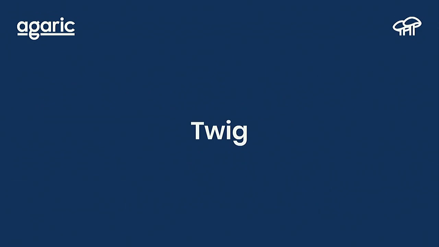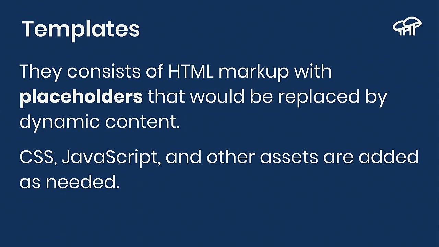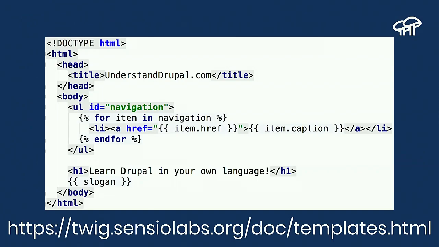So we're going to start talking about Twig. Twig, as you may know, is a PHP project, a templating engine. It comes from the Symfony ecosystem, and we adopted it for Drupal 8. When working with Twig, and in particular with Drupal 8 themes, we're going to interact with a lot of templates. A template is basically HTML markup with some placeholders that will be dynamically modified. And in the template, you can embed CSS, JavaScript, and images as needed. So this is an example of a Twig template. As you can see, it's basically an HTML skeleton with the placeholders. And you can use Twig outside of Drupal. Again, this is not specific to Drupal.